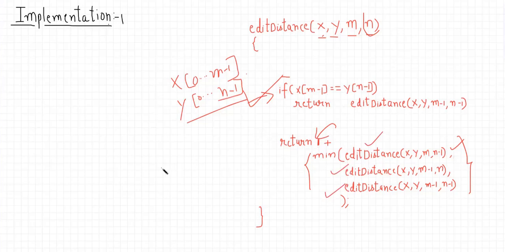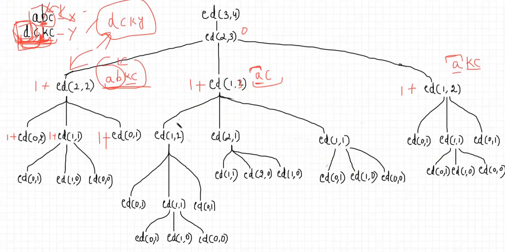But notice that something is missing in this function, which is the base case. How would I end my recursion? For that, imagine the scenario when we have exhausted one of the strings. Let's say I was matching ABC with DCKY. I have converted ABC into CKY. Fine. But the string that we required was DCKY. So I have one operation remaining. That is, I need one character D here. So I want to insert D here.